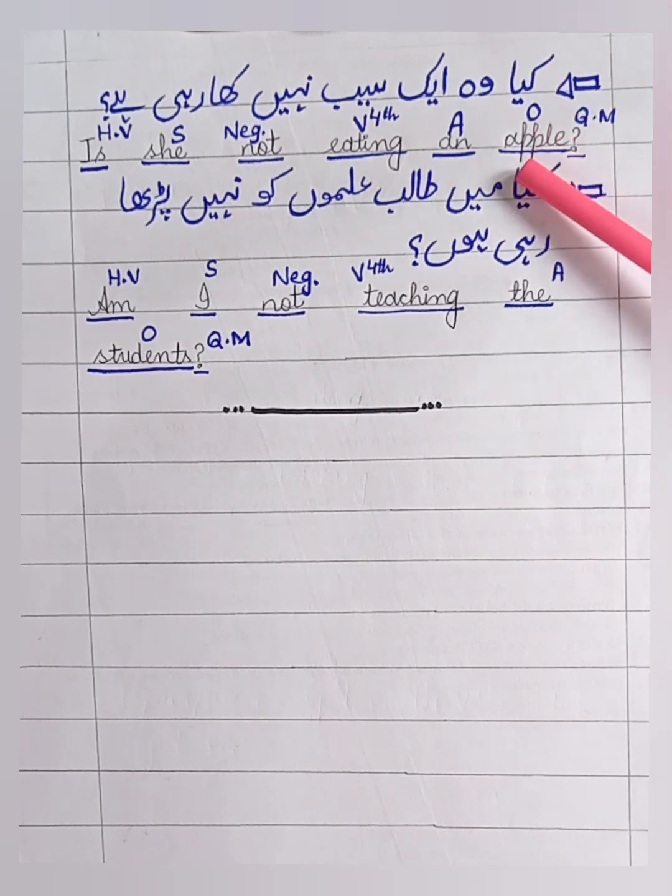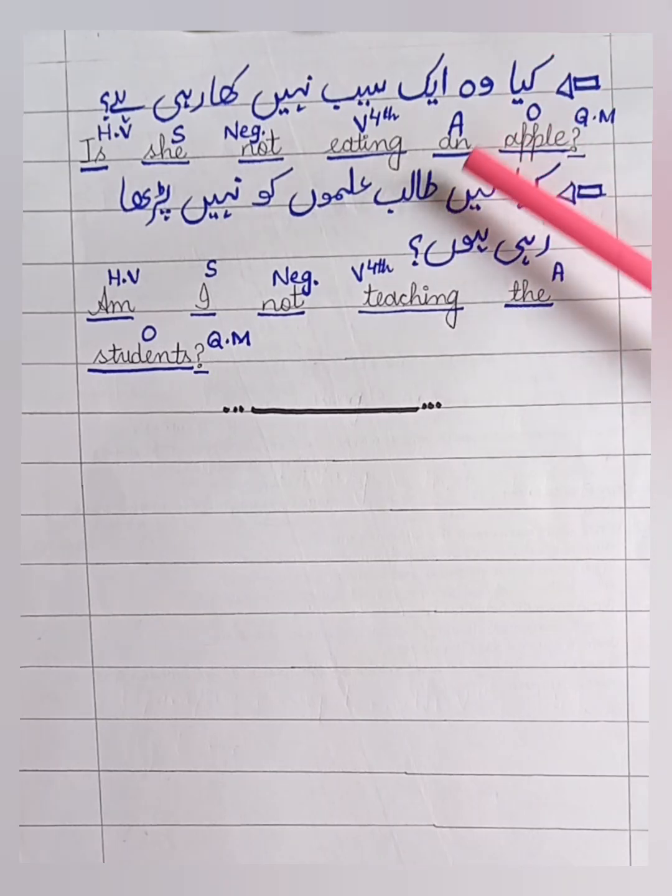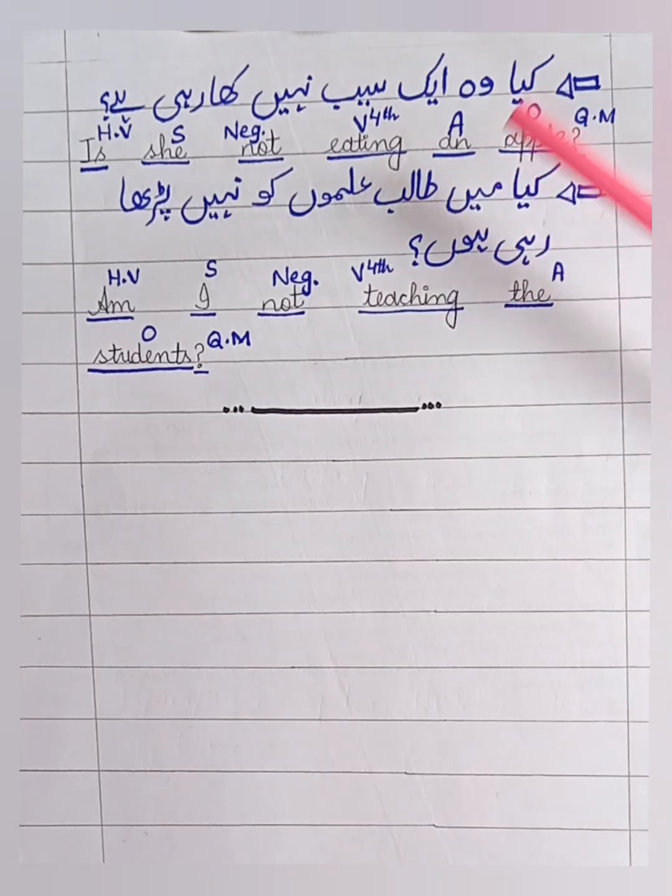Apple is a vowel. So that's why we are using an with vowel words over here. As I have told you before, we will use an with vowels, not with consonants. With consonants, we will use only a, not an.